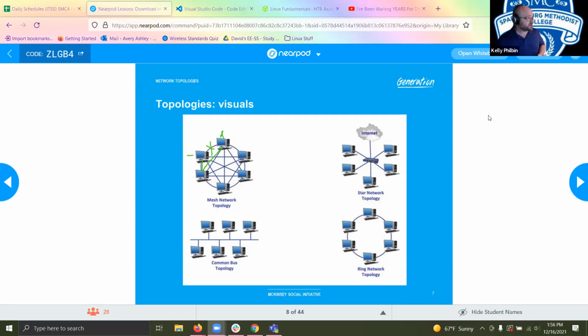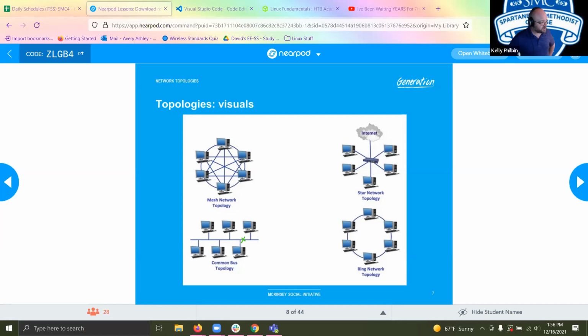Now, when we're talking about a bus network, any break in the bus, the entire bus goes down. So any break, the bus goes down. In a common bus topology, which is going to be different than a bus we use today, they would actually have a box on either end.